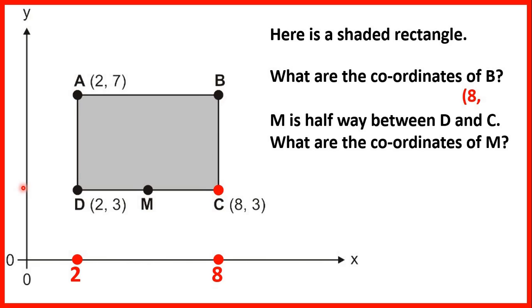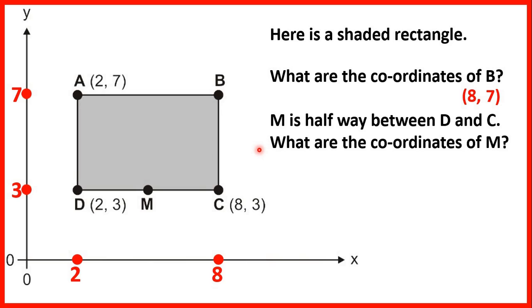Now, if we look at the y coordinate, so the second number, here we have 3. That's in line with point M and point D, so the y coordinate of 3 we can write on our axes. And now for point B, we can see that that's in line with point A, where the y coordinate is 7, so we can write 7 on our axes, and we know that the y coordinate for B must be 7.